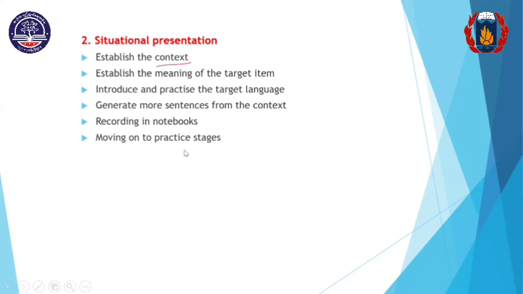And after that, the teacher can move to the practice stage. The students start to practice. So in situational presentation, the main point is that when teachers choose a context, it needs to suit the children. And for learners to speak, learners need to have enough knowledge about the context.